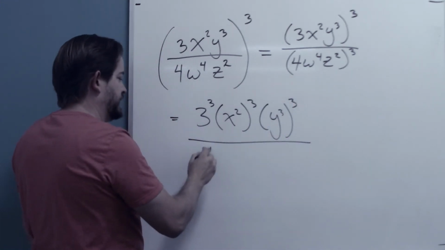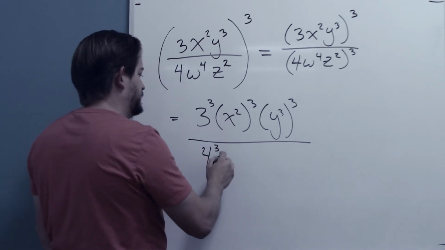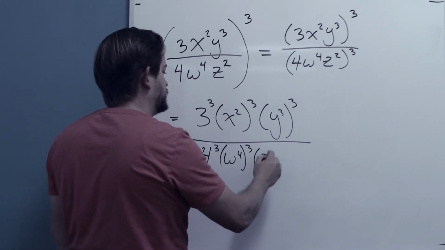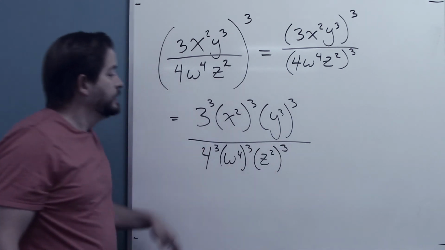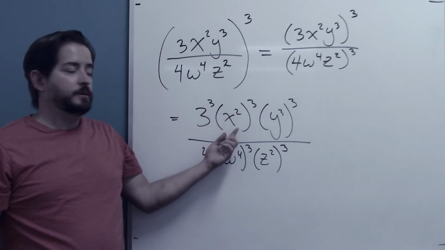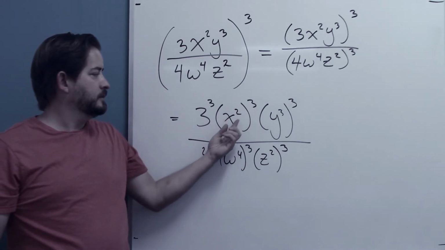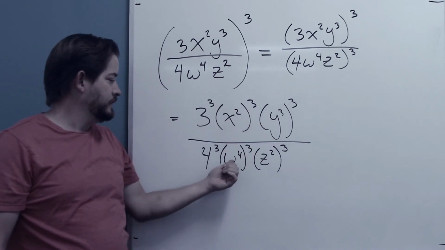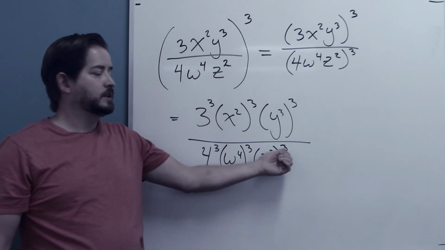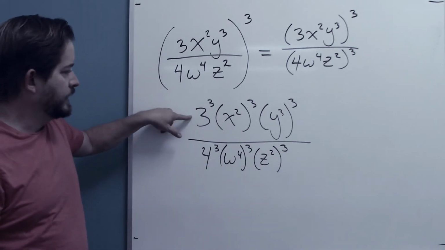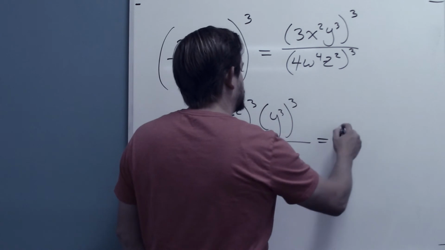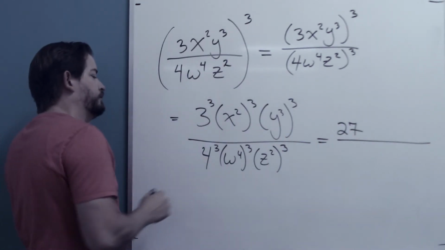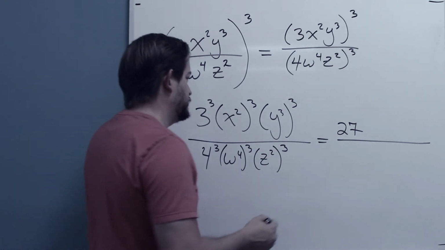In the denominator, the same thing happens. The 4 gets raised to the third, this w to the fourth gets raised to the third, and this z squared gets raised to the third. Now I've got to use that multiplication property. X squared is being raised to the third, so this ends up being x to the 2 times 3, y to the 3 times 3, w to the 4 times 3, z to the 2 times 3, all of those. I can also evaluate 3 to the third. That's 3 times 3 times 3, which is 27. I can also evaluate 4 to the third, which is 4 times 4 times 4, which is 64.